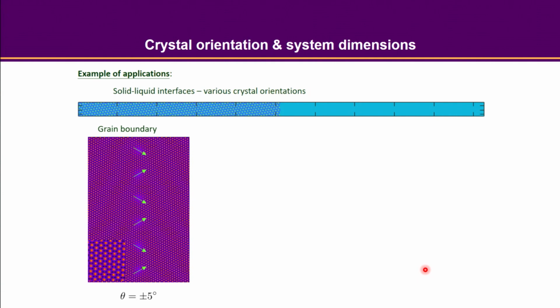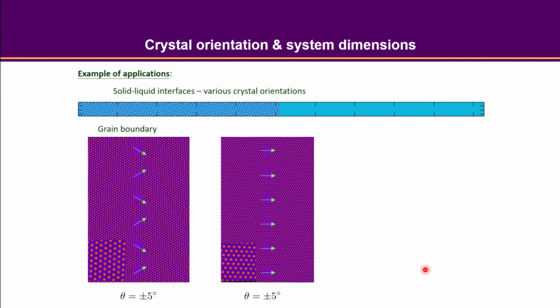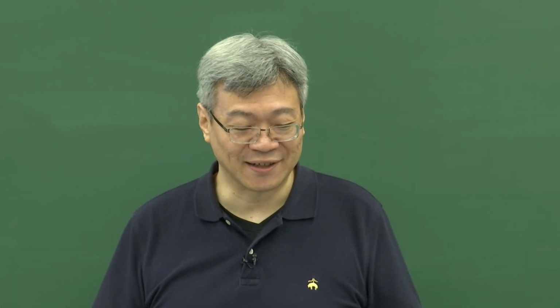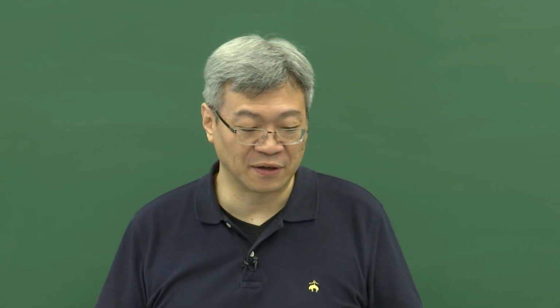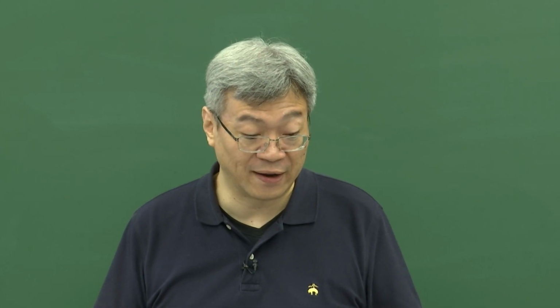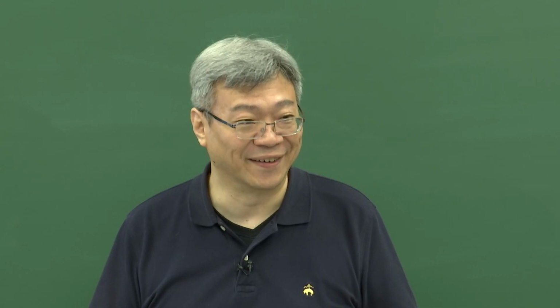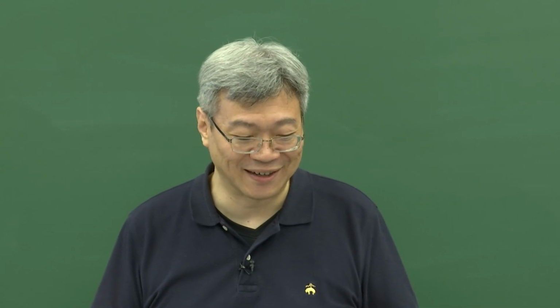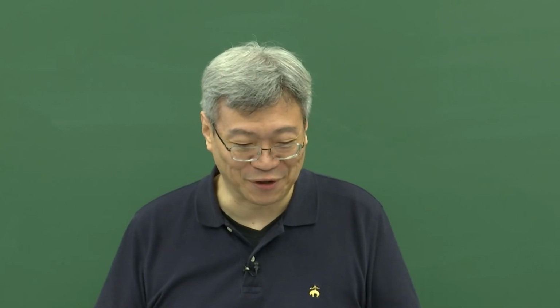But actually, you can do something else. You can also have some other, yes? Yeah, so I didn't show the other side. I didn't show the far side. The system is going to be really extended here with the periodic boundary, so there will be another grain boundary here and here. That's right, I only show one side. All right, so that's a good question.